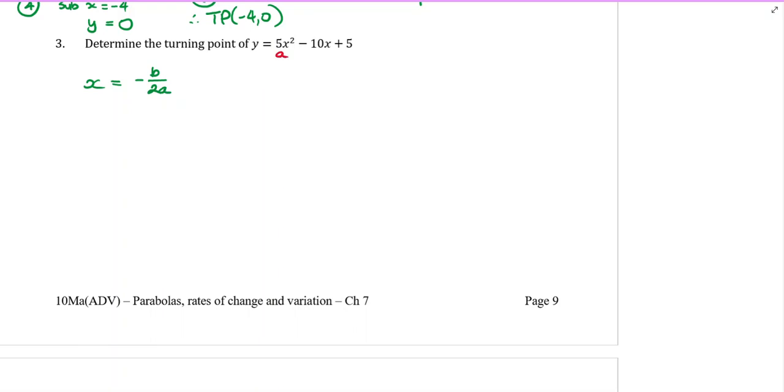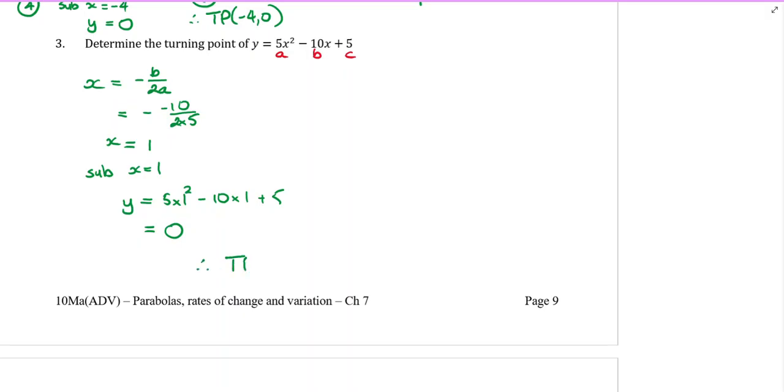So a is going to be 5, b is minus 10, c is 5. Subbing that in, we would get minus 10 over 2 times 5. That is equal to 1. So the x-coordinate is 1. Sub x equals 1 into the y equation, and we would get y equals 5 times 1 squared minus 10 times 1 plus 5, and that equals 0. So the turning point is x is 1, y is 0. We need to write that as a coordinate. But that's it, we're finished.